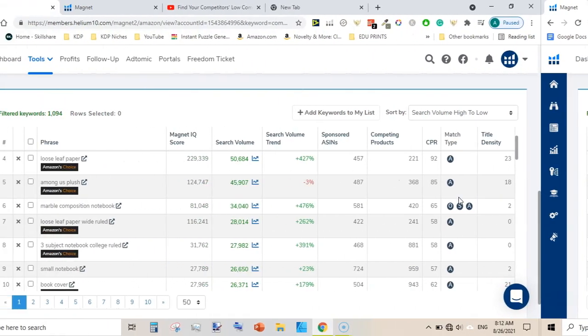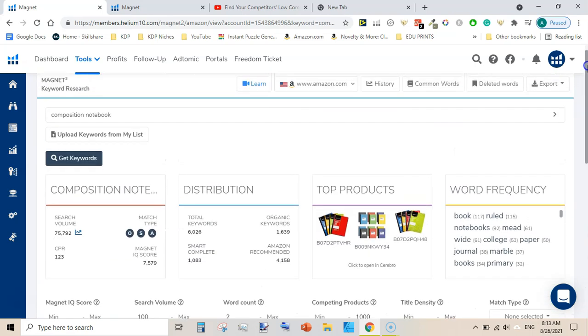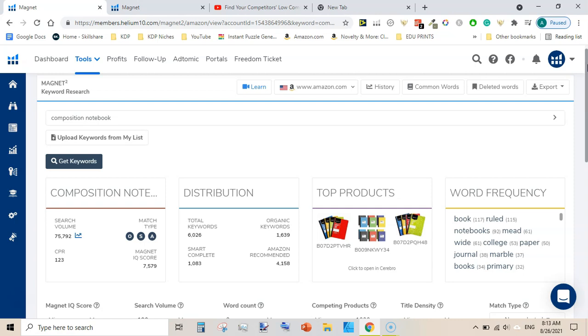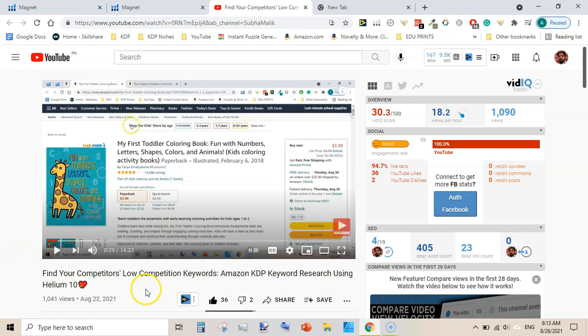Welcome guys, I am Subha Malik, and in this video I will show you how to use Helium 10's Magnet tool to find a lot of low competition niches. So you can see here I have typed composition notebook and then I am searching related niches for composition notebook. If you haven't watched my previous video, in my previous video I have talked about finding your competitors' low competition keywords using the Cerebro tool under Helium 10. But in this video I will show you how to find low competition niches or sub niches under a main topic or main niche using Helium 10's Magnet tool.